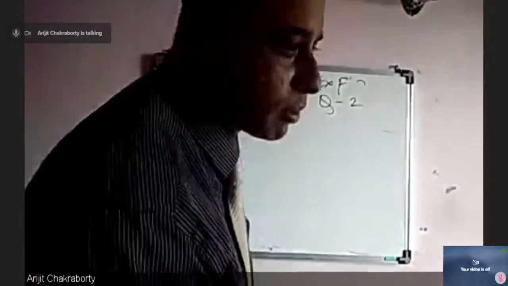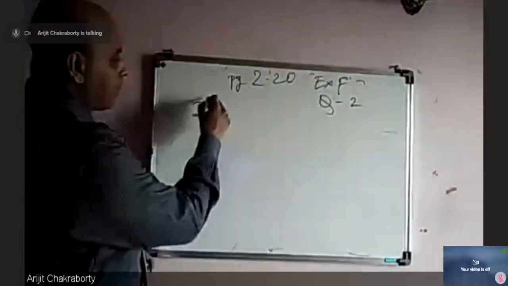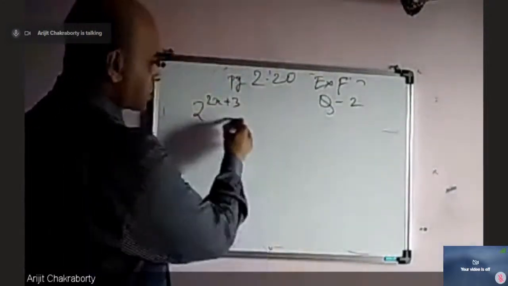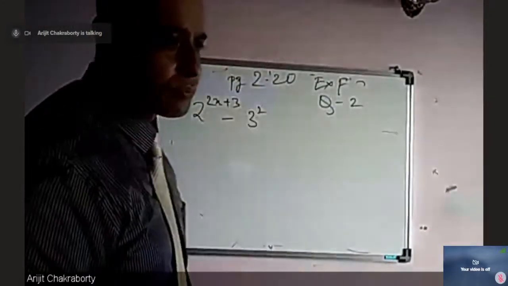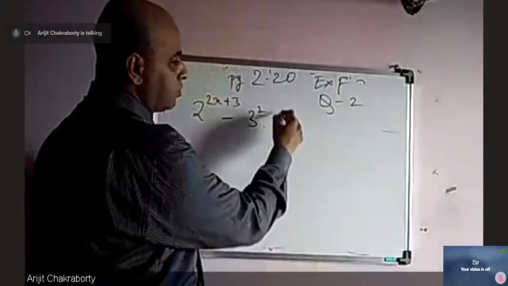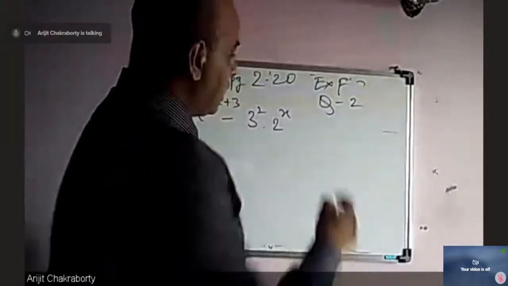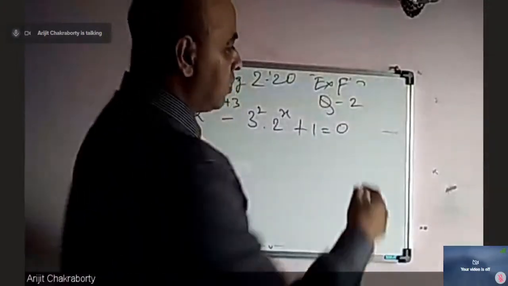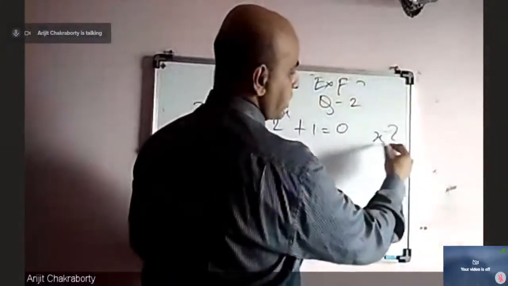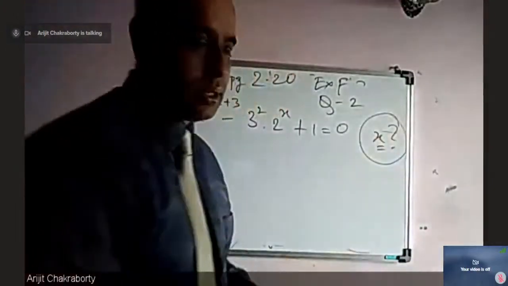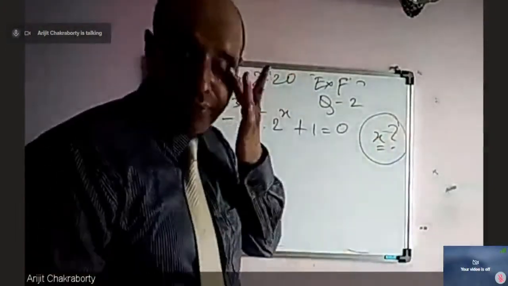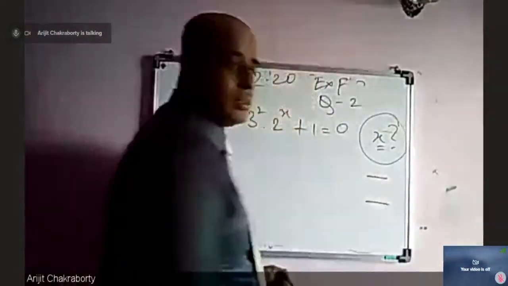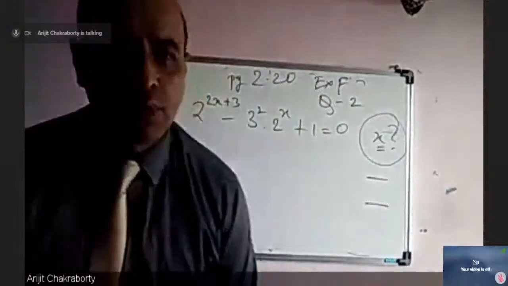Let's see the problem. 2 to the power 2x plus 3 minus 3 square multiplied by 2 to the power x plus 1 equal to 0. Then what is the value of x? X is equal to how much? In fact, there will be multiple values, 2 values. So we have to fill in the blanks. What will be the value of x?